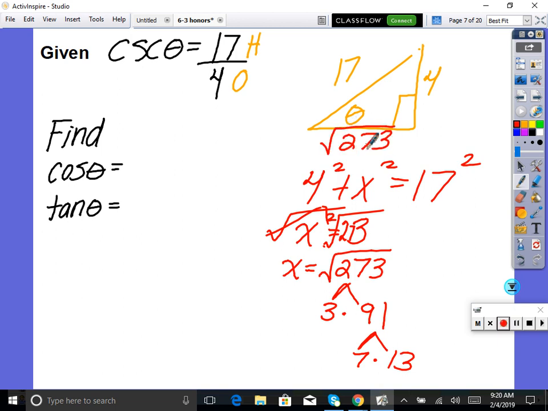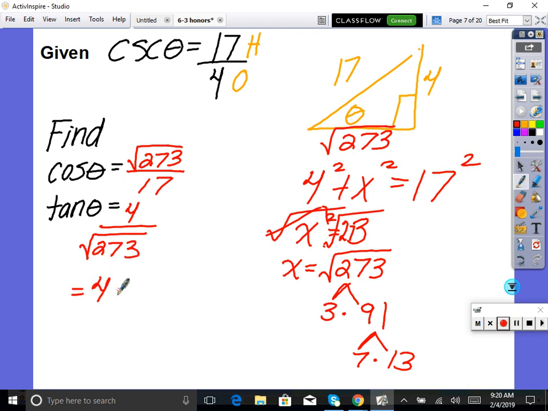And now we just answer. Cosine is adjacent over hypotenuse, so that'd be the square root of 273 over 17, right? Tangent is opposite over adjacent, so that's 4 over the square root of 273, which rationalizes to be 4 root 273 over 273. Then you check, does 4 and 273 divide? No, so we're done. Pretty straightforward stuff, right? There's nothing scary here at all.